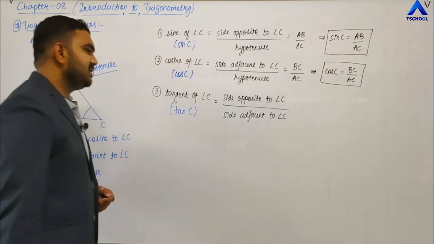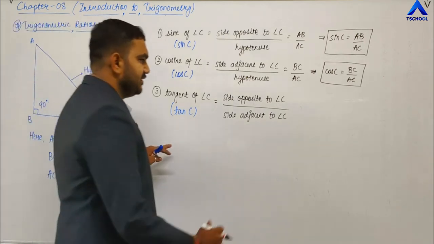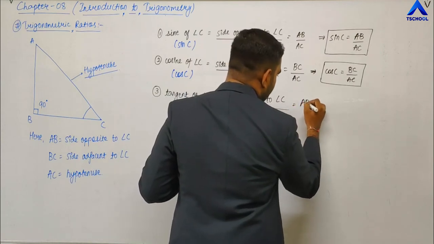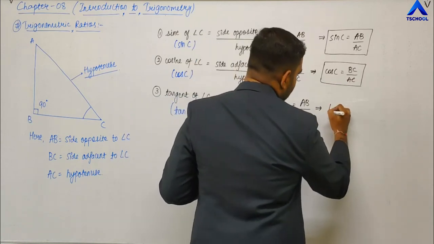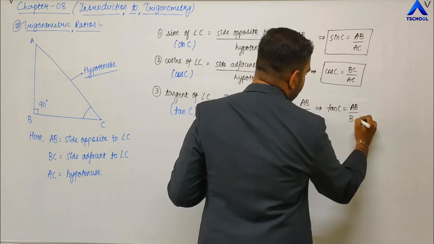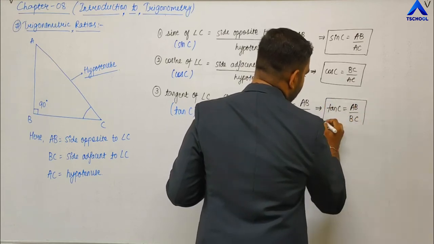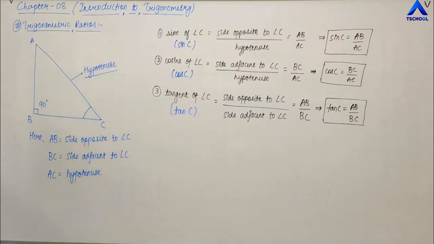So side opposite to angle C upon side adjacent to angle C. What is the side opposite to angle C? AB. Side adjacent to angle C? BC. So that gives me AB upon BC, and hence the ratio is tan C equals AB upon BC. So we got the third ratio here, that is tan C equals AB upon BC. Right, so these are the three ratios, friends, that we got from this triangle here.